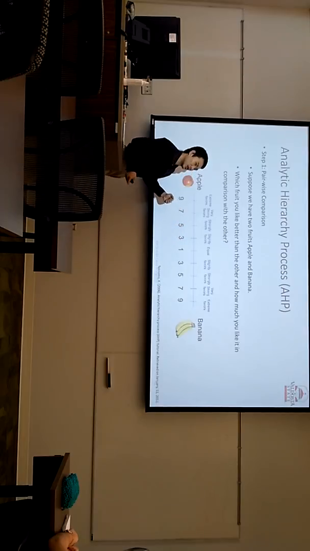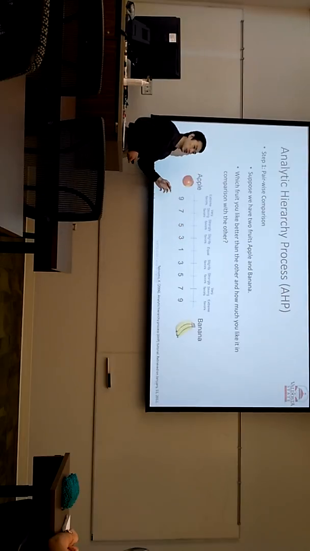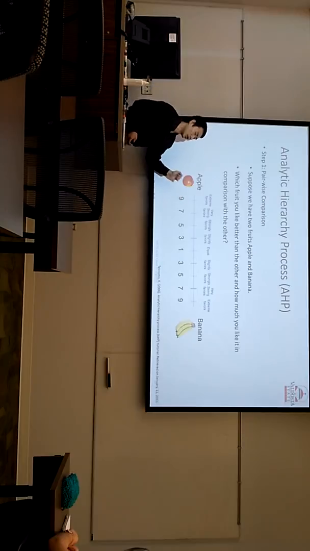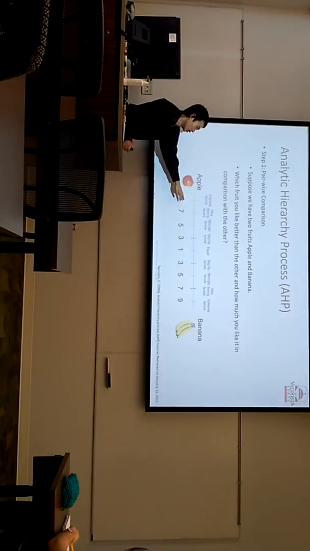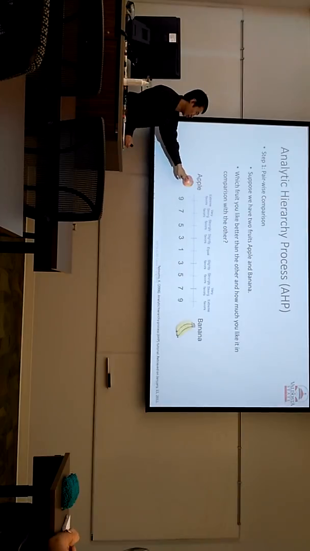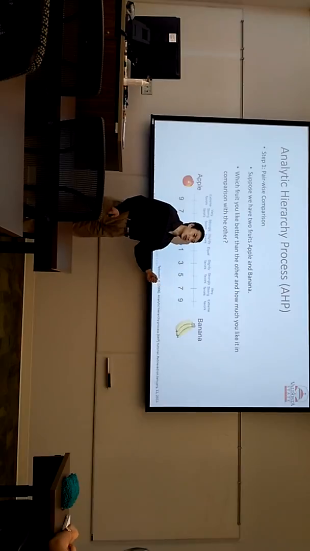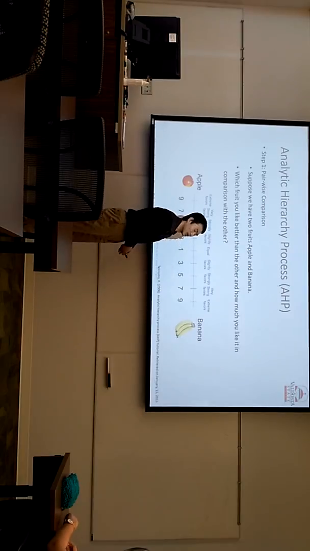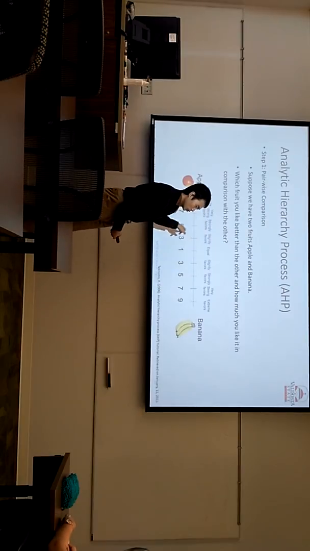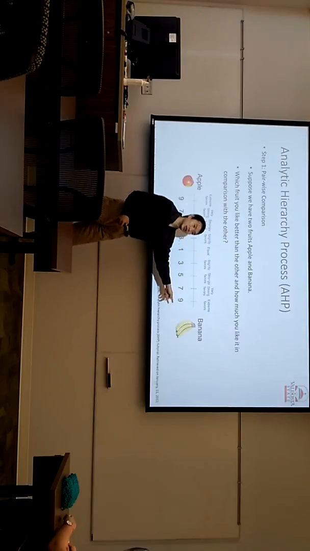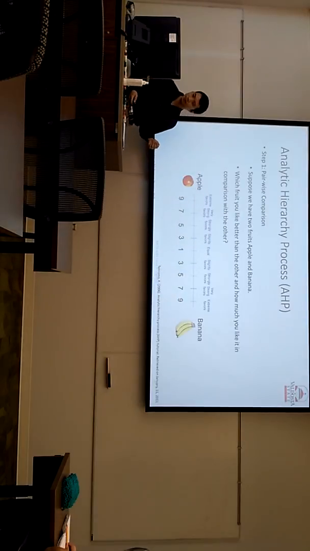We define scales from 1 to 9. If I say 7 here, that means I have a better preference for the apple relative to the banana. If I put 9 here, that means between those 2, I really like banana. So that's the basic concept.